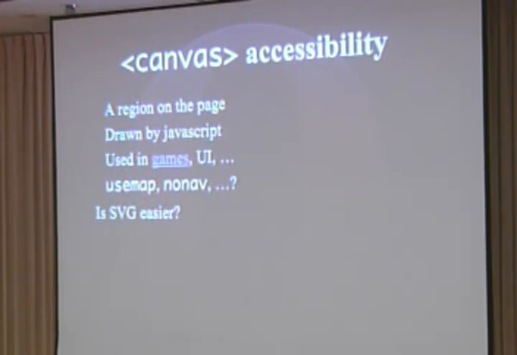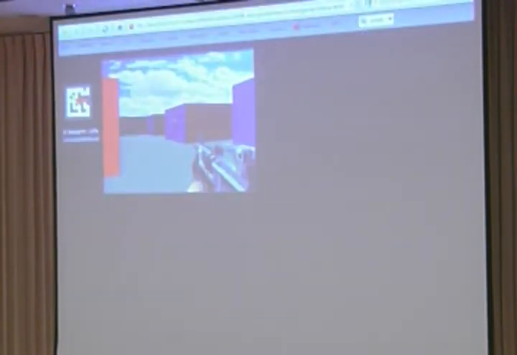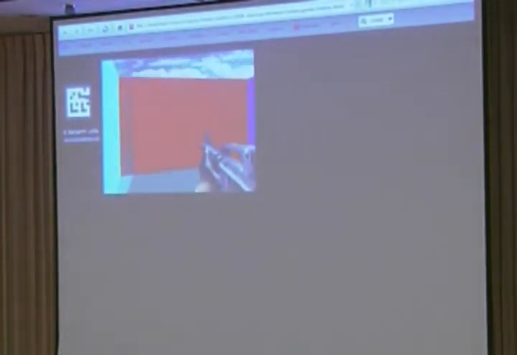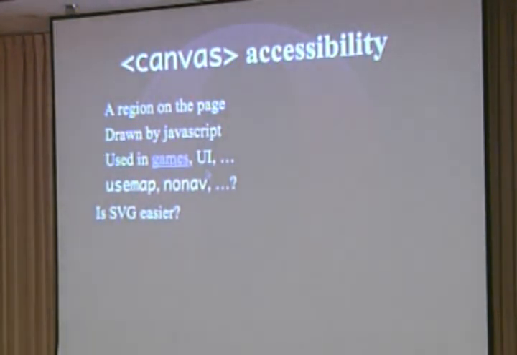I'm actually going to skip Canvas accessibility because we don't have very much time. Canvas, I'll show you a canvas. This is Canvas. This is a piece of HTML and JavaScript that was written over a weekend by a 16-year-old kid who we hired at Opera afterwards. It's used for games.